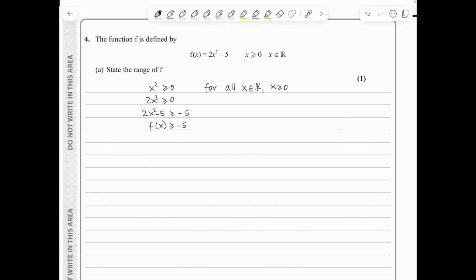The range is the values that we can get as the output, it's the y values. And what I have done, I have started with the expression for x squared and essentially reconstructed f of x to arrive at f of x being greater than or equal to negative 5.